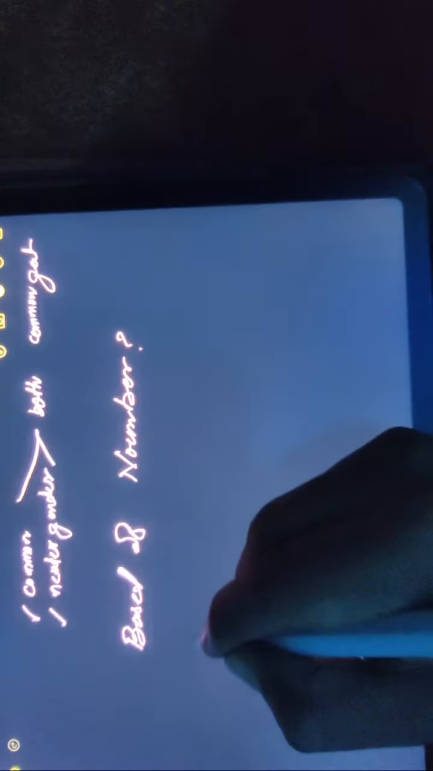Based on number, how many types of noun are there? A 2, B 3, C 1, D 5. Based on number. Come on, guys, be a bit quick. We have to cover more questions on this topic, and perhaps we can. 5. Oh, really? Based on number, not based on types.